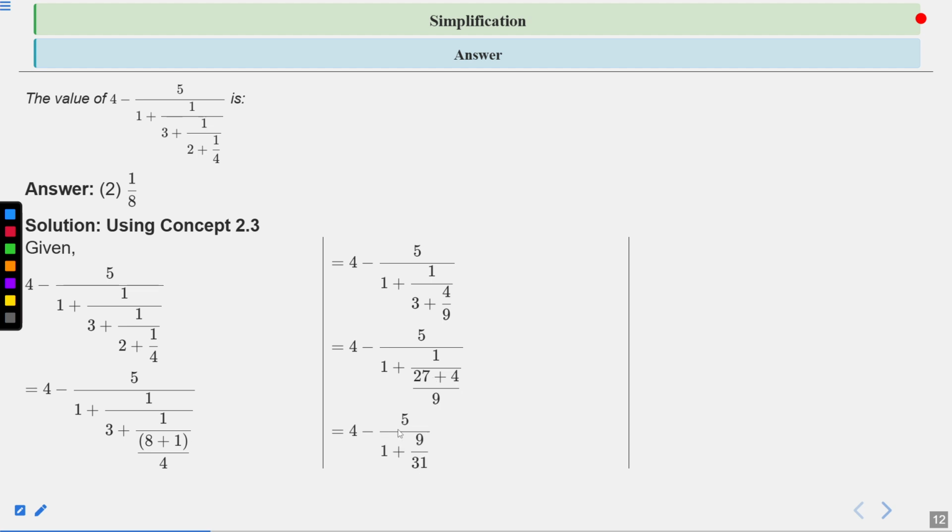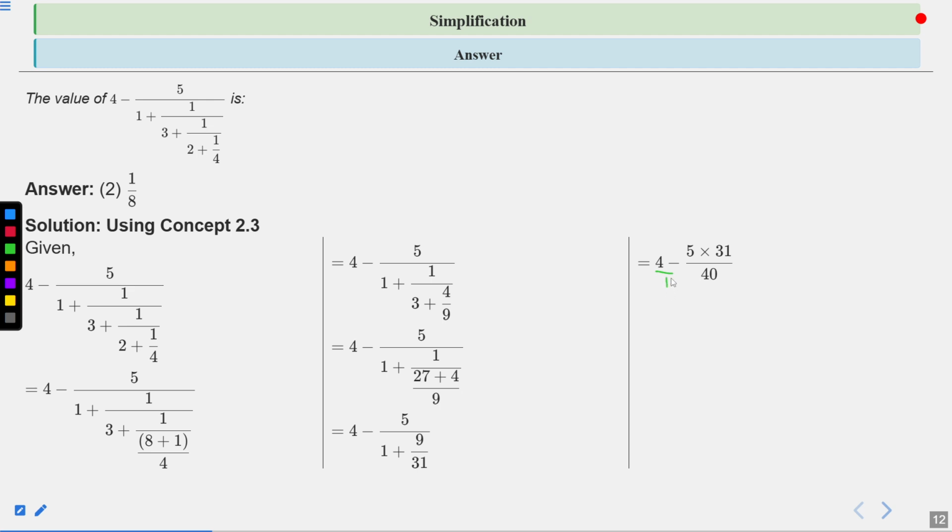Now we can simplify it. We get 4 minus 5 upon 1 plus 9 upon 31. Now we again take the LCM. 1 and 31, we get the LCM 1, 31. So 31 into 1 plus 9 becomes 40. So we take it and we can calculate it. So we get 4 minus 5 into 31 upon 40.